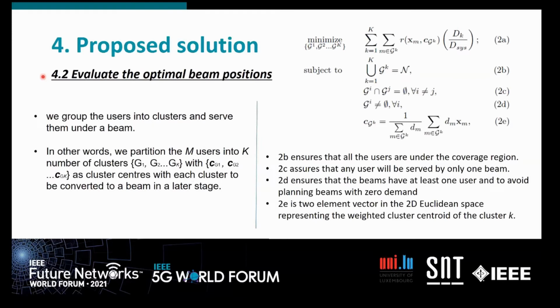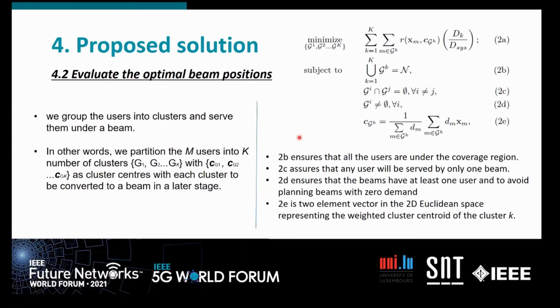First, we group the users into clusters and serve them under one beam. In other words, we partition the M users into K number of clusters denoted by G1 to GK with centers denoted by CG1 to CGK, and each cluster will be later converted to a beam. The optimal number of beams could be found out by an optimization problem we define here.